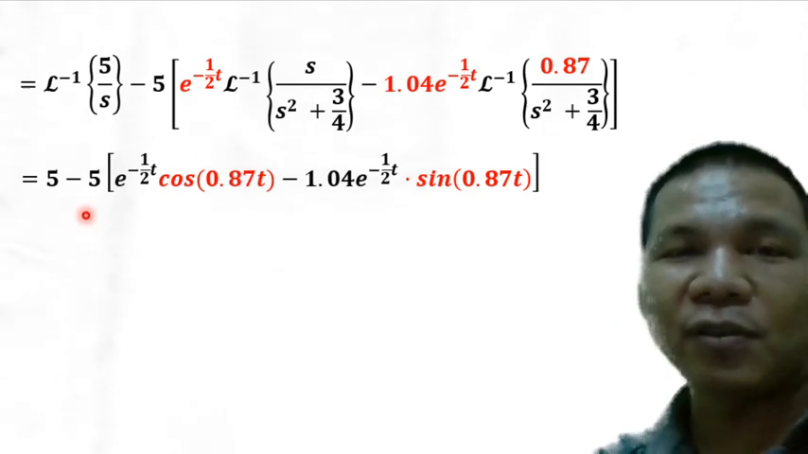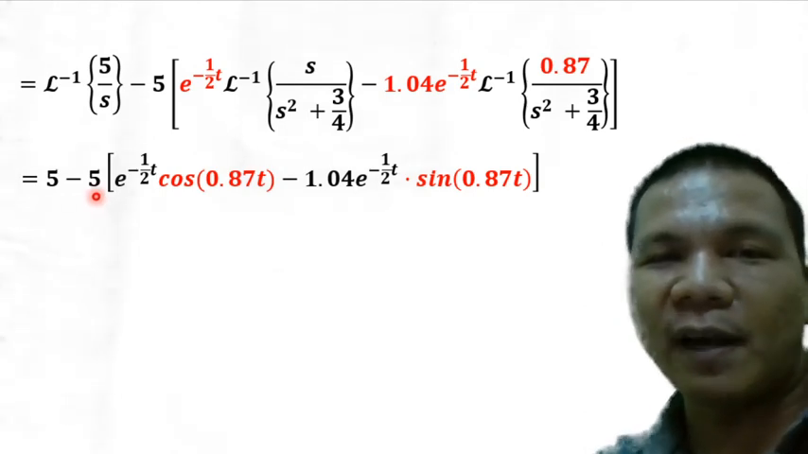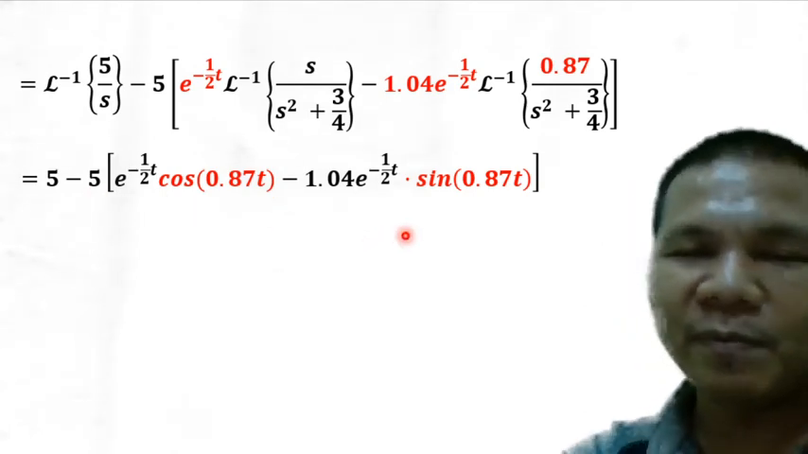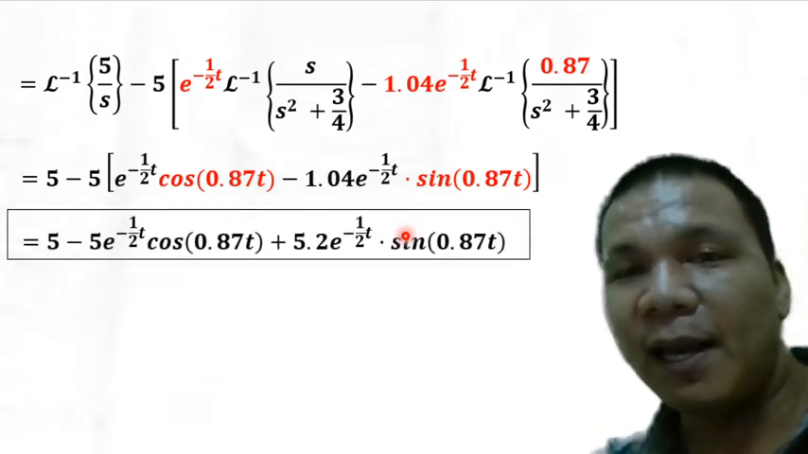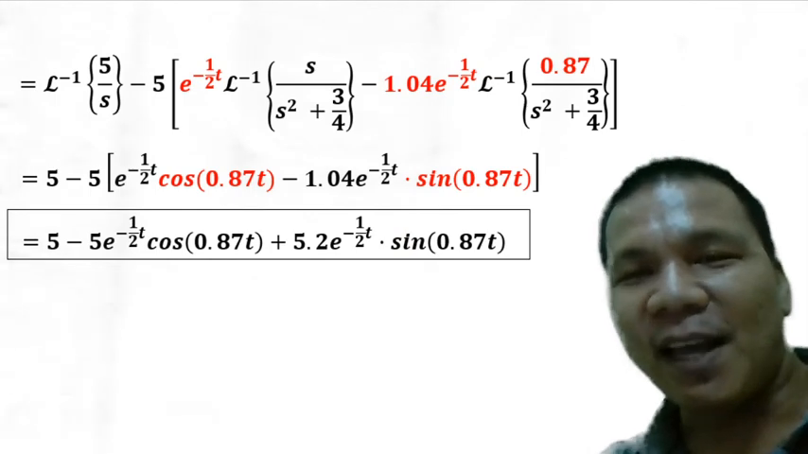The next thing that you should do is to distribute this 5 to each of the terms. So distribute 5 and you will have your final answer. This will be your final answer.